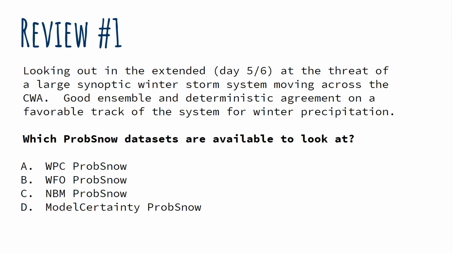Now for a few examples. Let's say we're looking out in the extended, maybe days 5 or 6, at the threat of a large synoptic winter storm system moving across the CWA. There's good ensemble and deterministic agreement on a favorable track of the system for winter precipitation. Which ProbSnow data sets are available to look at this time range? If you guessed C and D, you're correct. Both the NBM and Model Certainty have probabilistic snowfall data available for days 5 and 6.